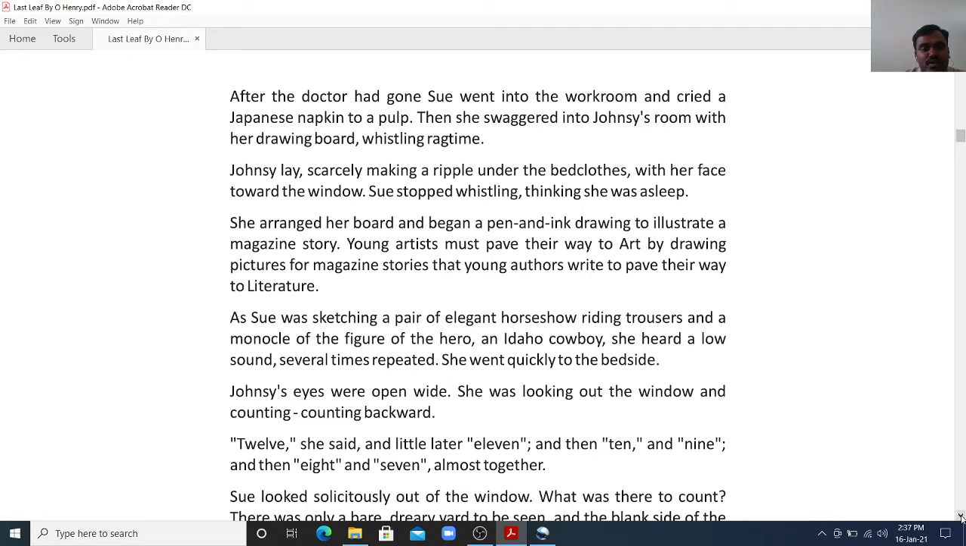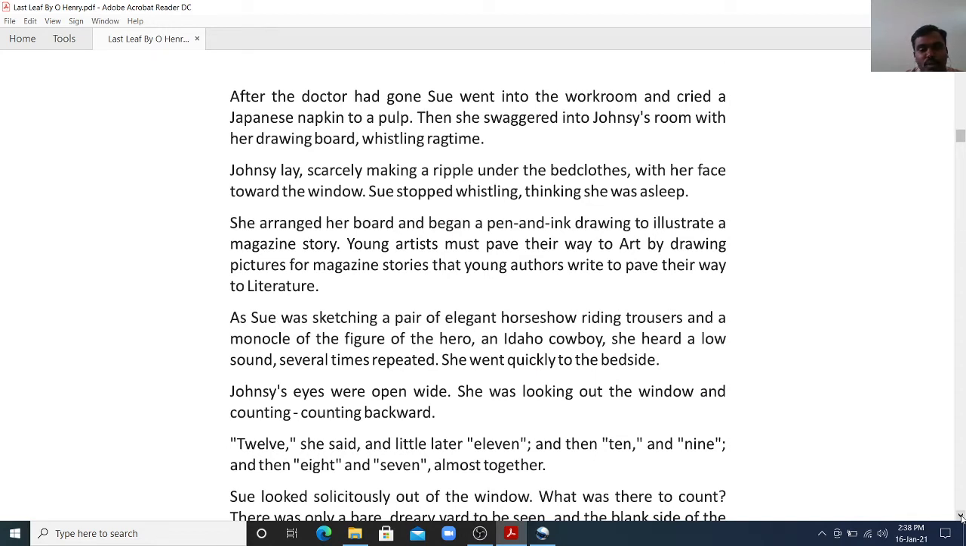She heard a low sound several times repeated. So when she was drawing this, she heard a very low sound, several times repeated. She went quickly to the bedside. She was in Jhansi's room. She went immediately to the bedside.